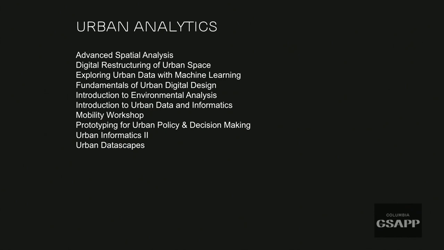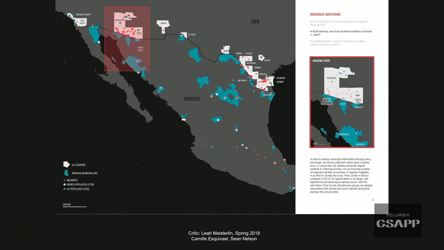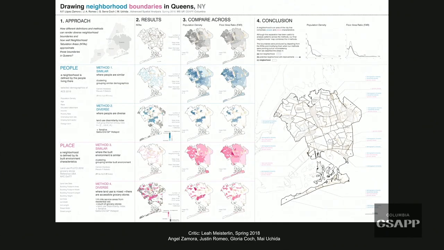And last but not least are our urban analytics courses. So for instance, the digital restructuring of urban space could easily also qualify for a built environment concentration. We're working towards that direction to have more courses that can have this cross-cutting coverage in our curriculum. And these are some, again, work examples by our students in using big data, sometimes in combination with conventional data, to look at geographical patterns of really important planning issues.